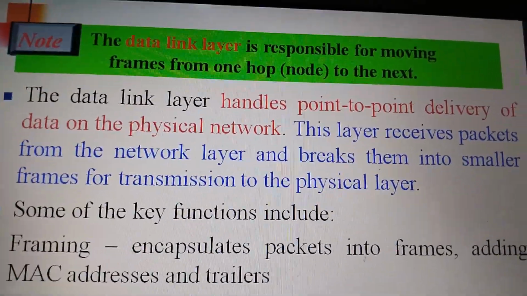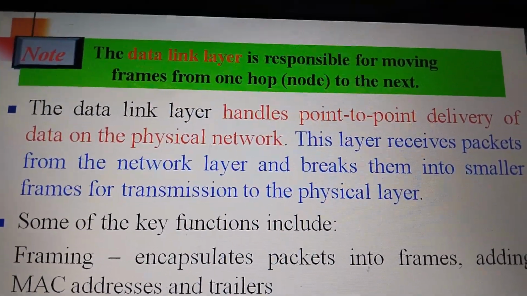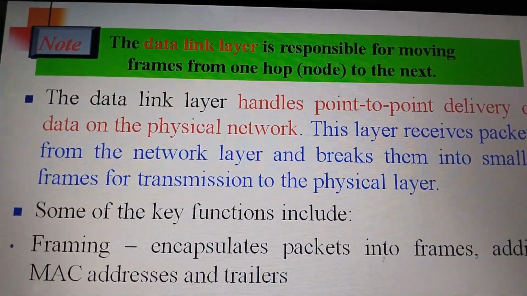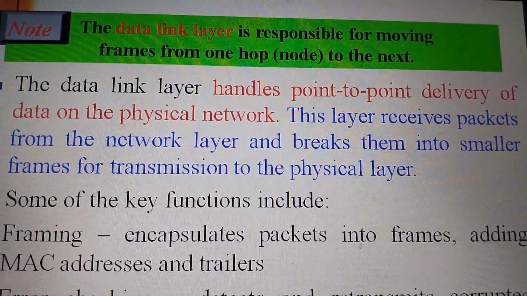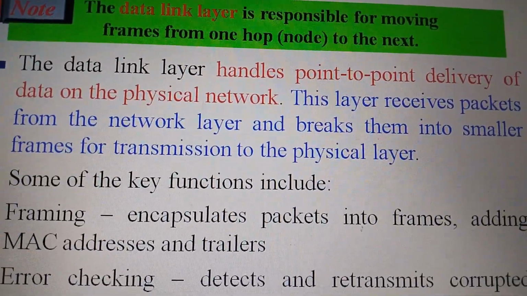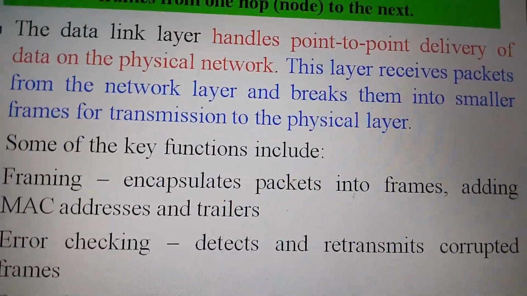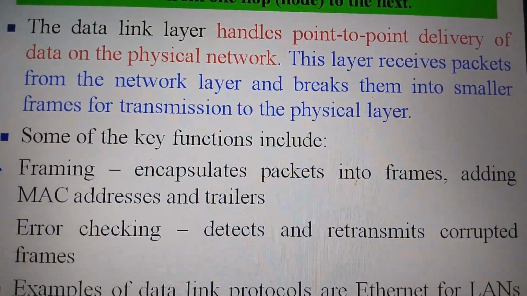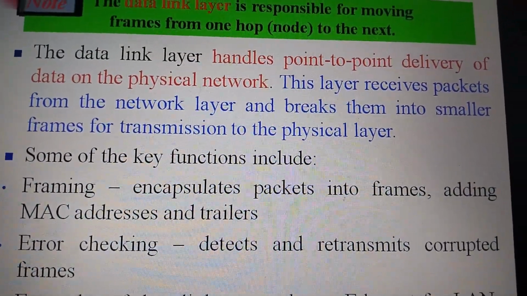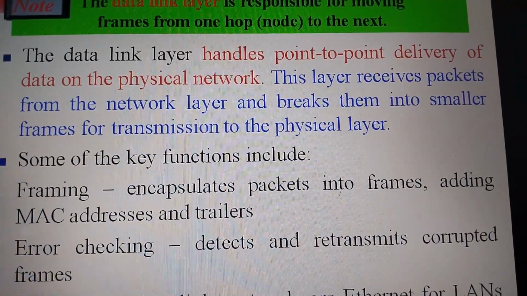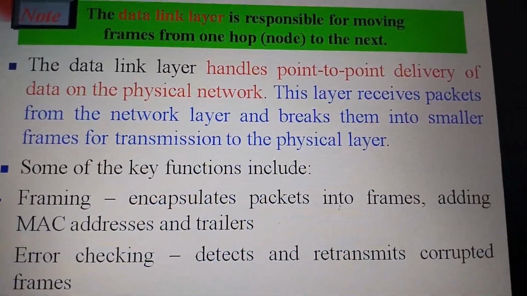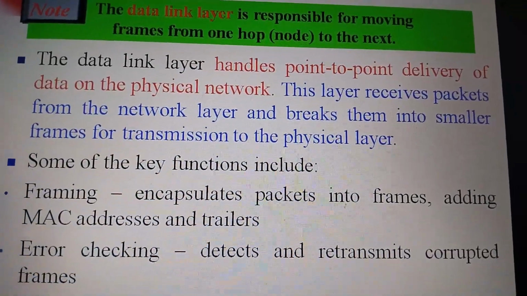Okay, one hop to another hop means what? From sender to receiver. The data link layer handles the point-to-point delivery of data on the physical layer. Okay, after the data link layer only we have the physical layer. So the data link layer handles the point-to-point delivery on the physical layer. This layer receives the packets from the network layer.